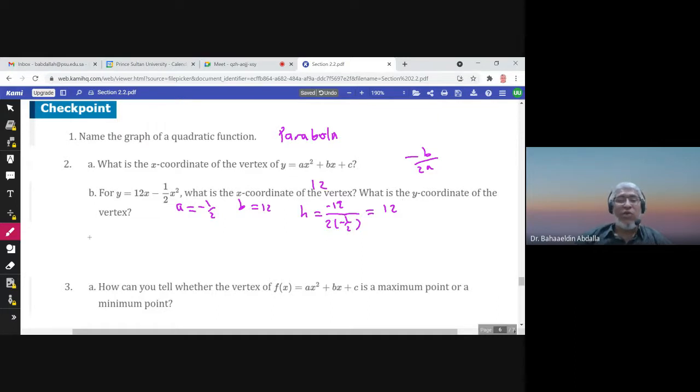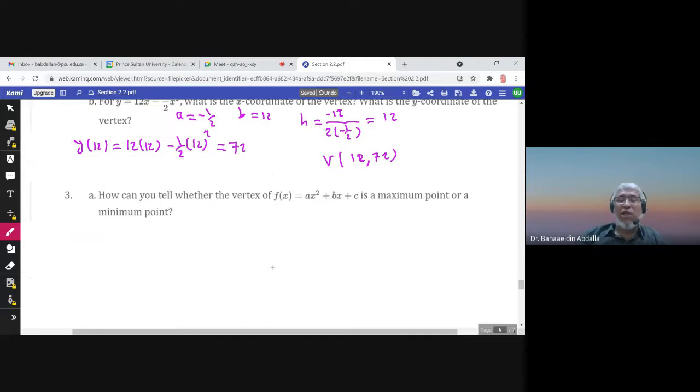What is the y coordinate of the vertex? It is y of 12. So we replace x by 12. So 12 times 12 minus half times 12 squared. So we find the answer. The answer is 72. So this is the y coordinate of the vertex, and the vertex would be 12 and 72.